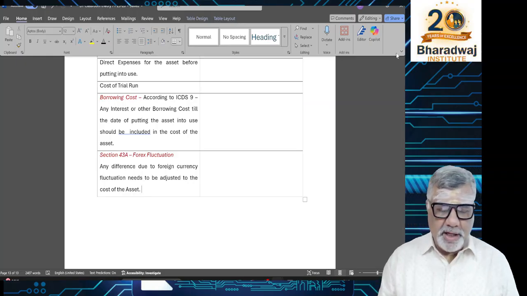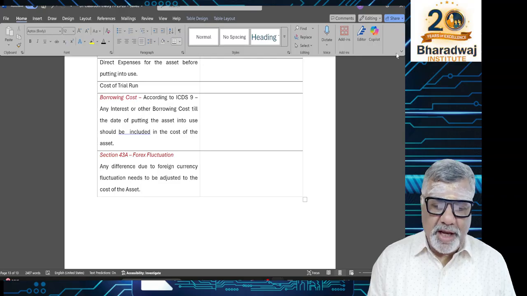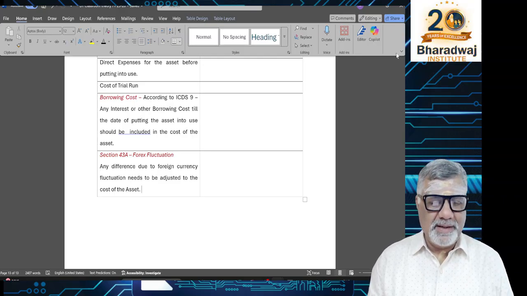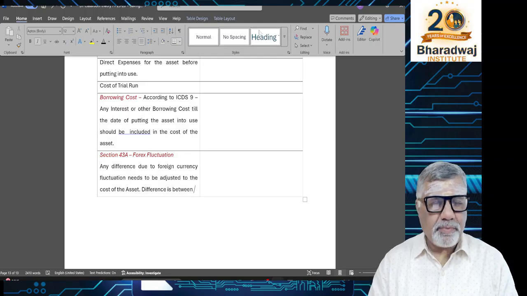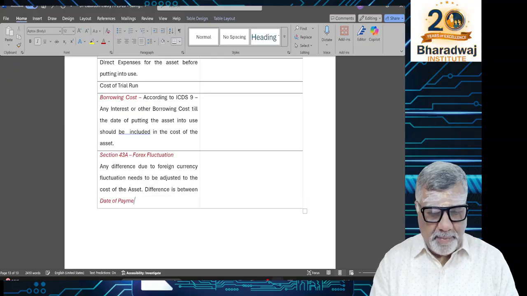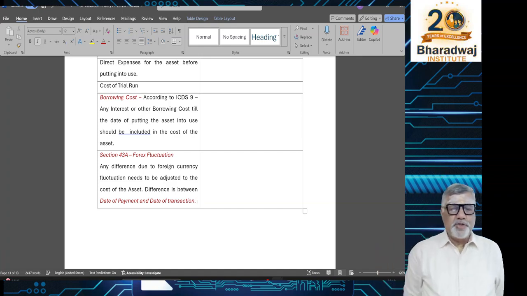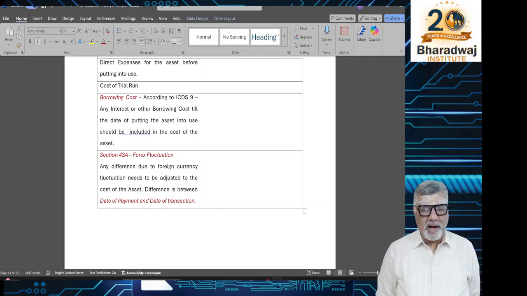Forex fluctuation. Any difference due to foreign currency fluctuation needs to be adjusted to the cost of the asset. The difference is between the date of payment and date of transaction. Please understand, there is no concept of restatement.